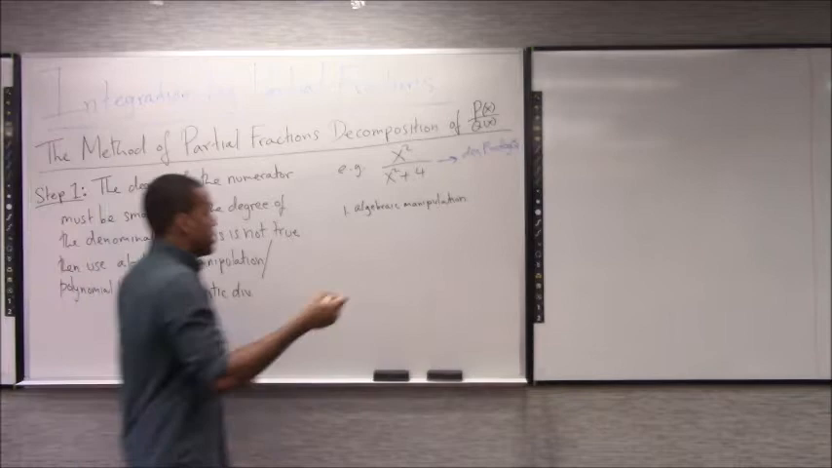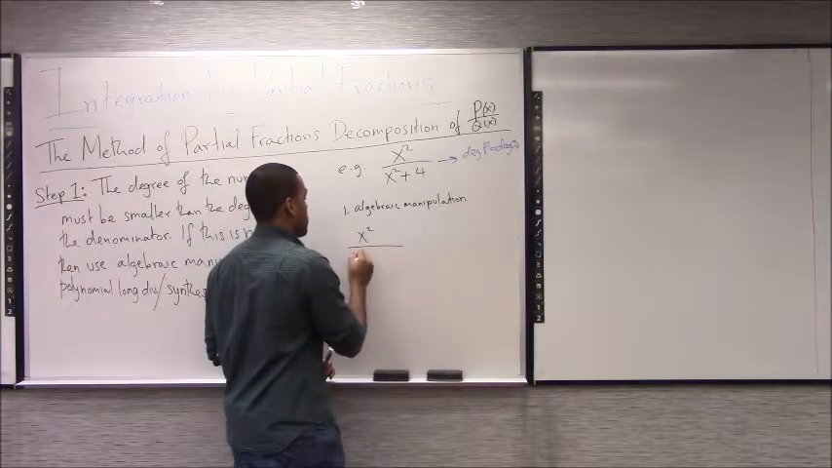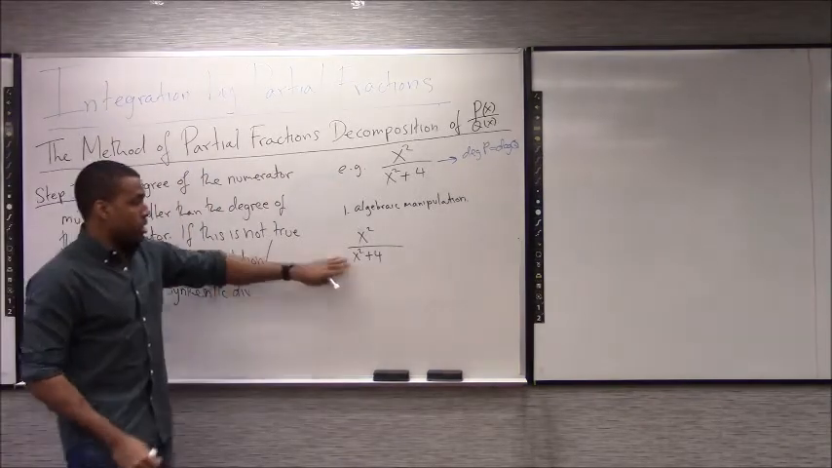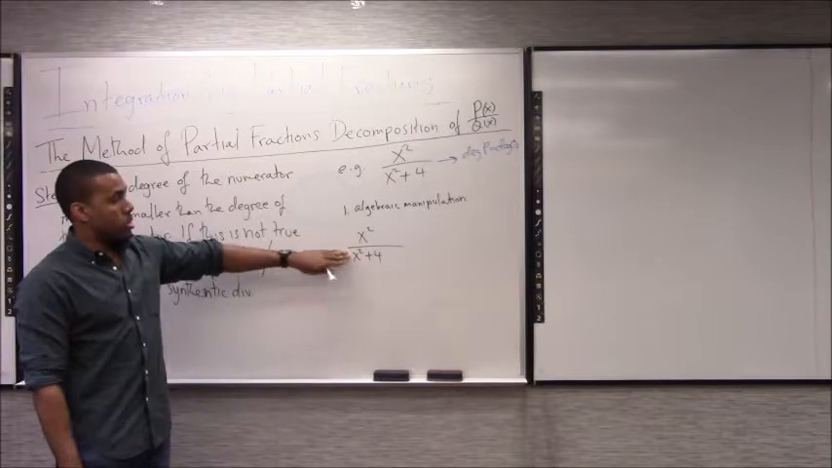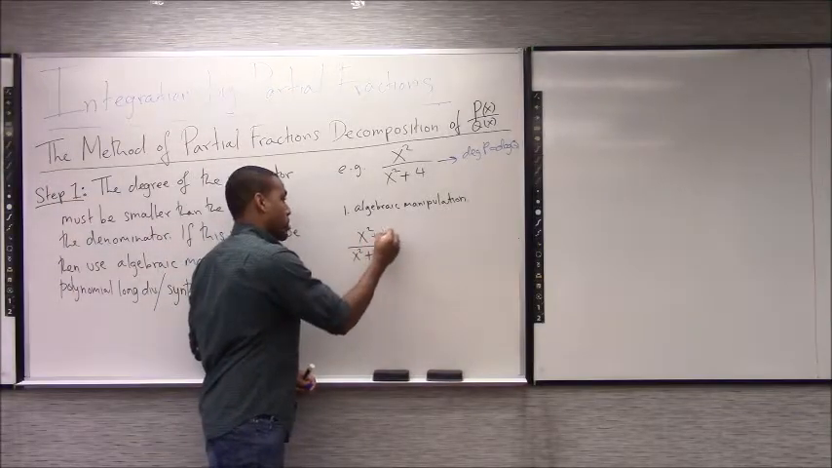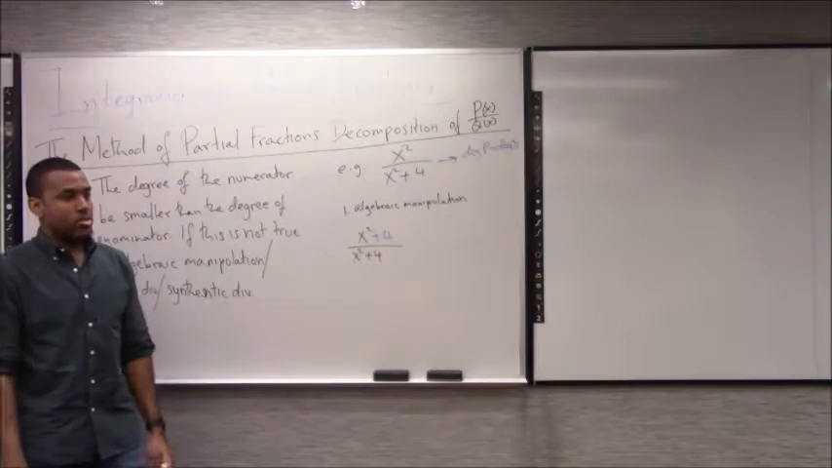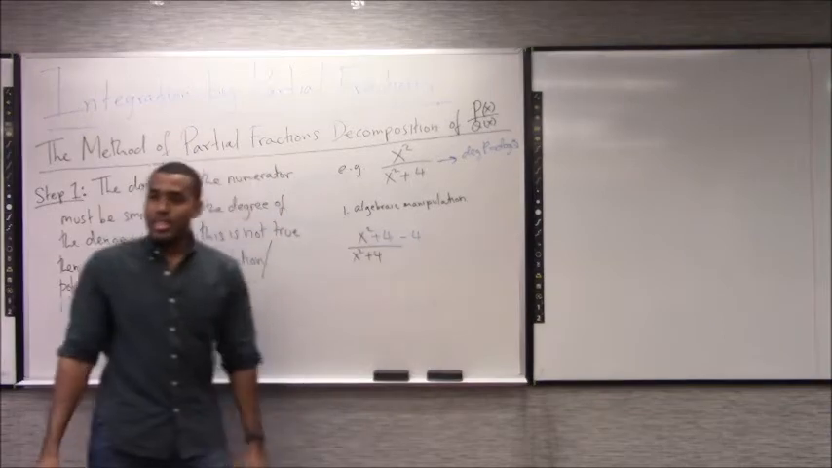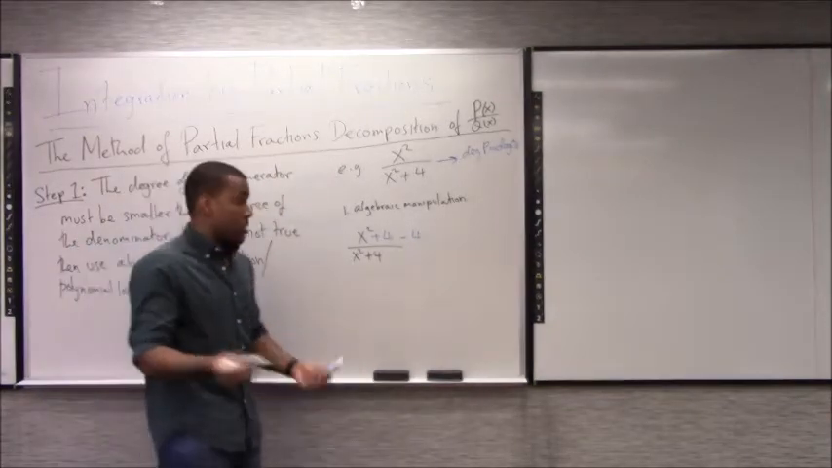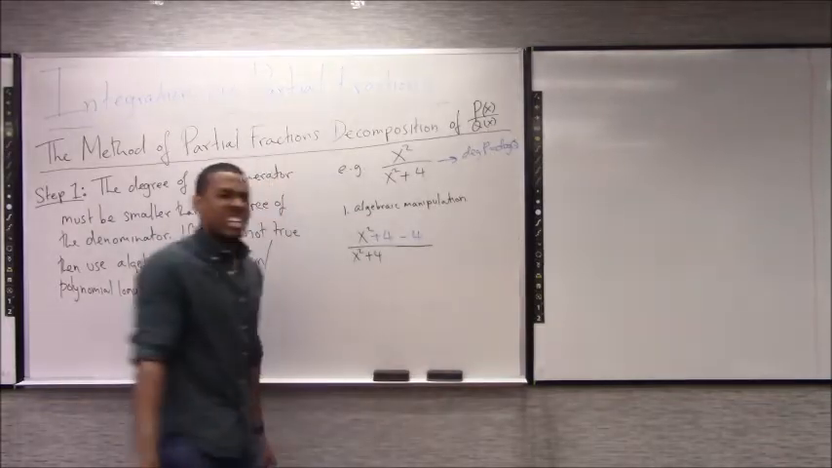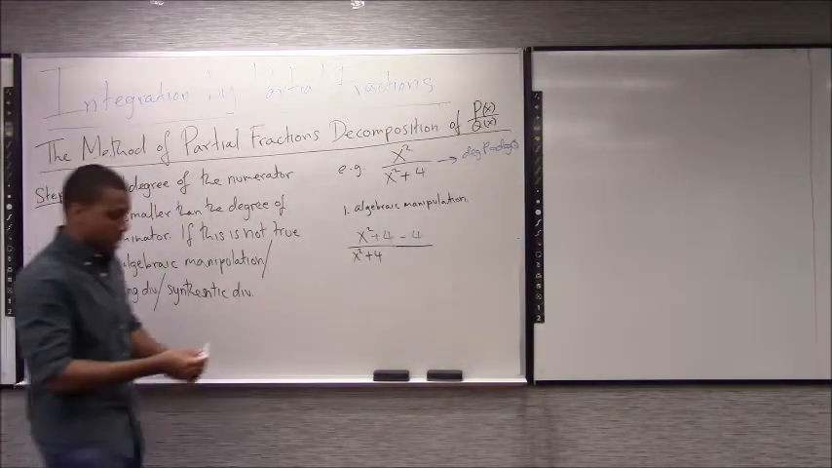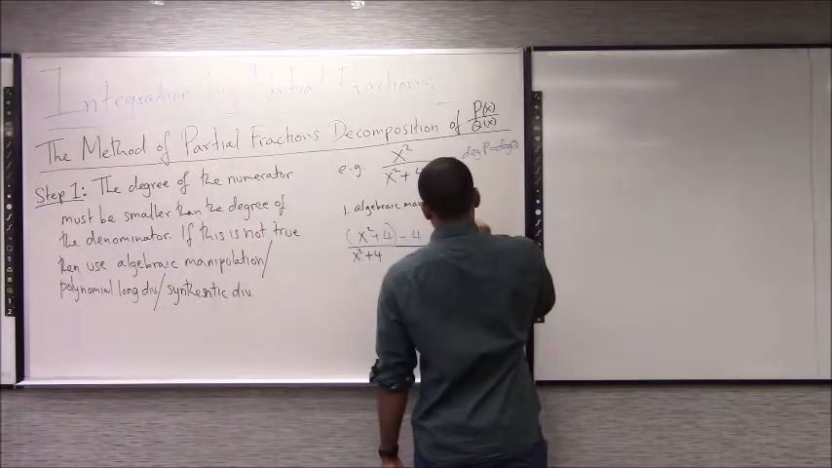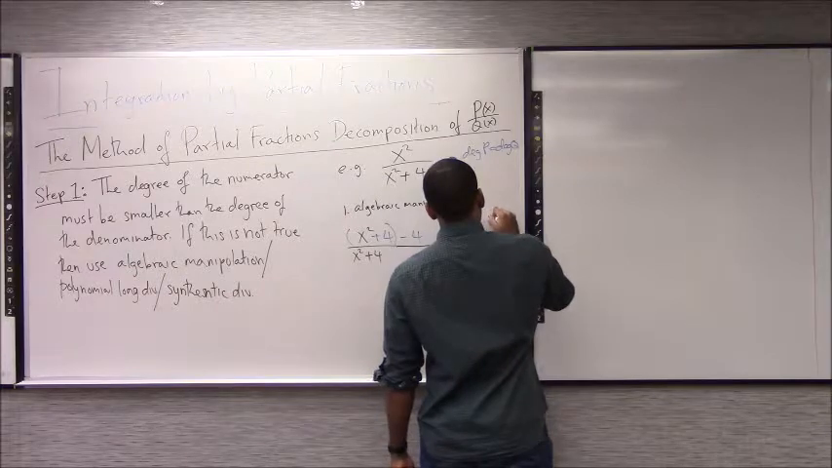So one way to deal with this guy, for example, would be to try to get the denominator in the numerator. So in the denominator, I see an x squared plus 4. So I'm going to want an x squared plus 4 in the numerator. But could I just add a 4 like that? No. So what I would do is I would subtract 4. So algebraic manipulation here would take the form of adding 0 in a convenient way. So now I have the denominator in the top. So one way is to get the denominator in the numerator.